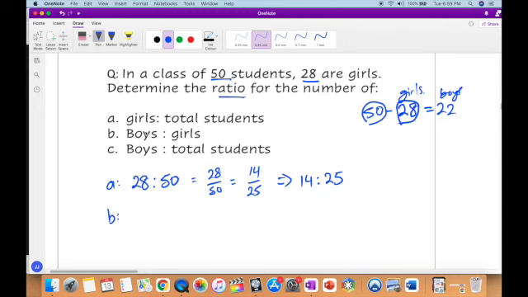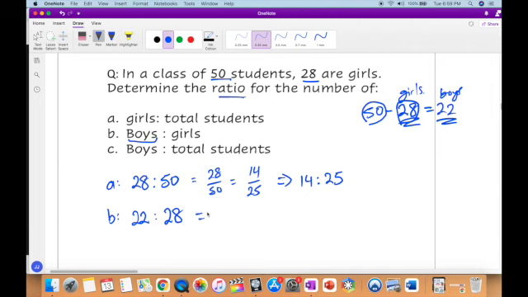B, boys to girls. Well, I could see here that for every 22 boys, I have 28 girls. So boys to girls, for every 22 boys, I have 28 girls. And you notice something, eh? They put boys first in the question. So I am writing boys first. I don't want you to come and put 28 to 22. That is not the same, right? So 22 boys for every 28 girls.